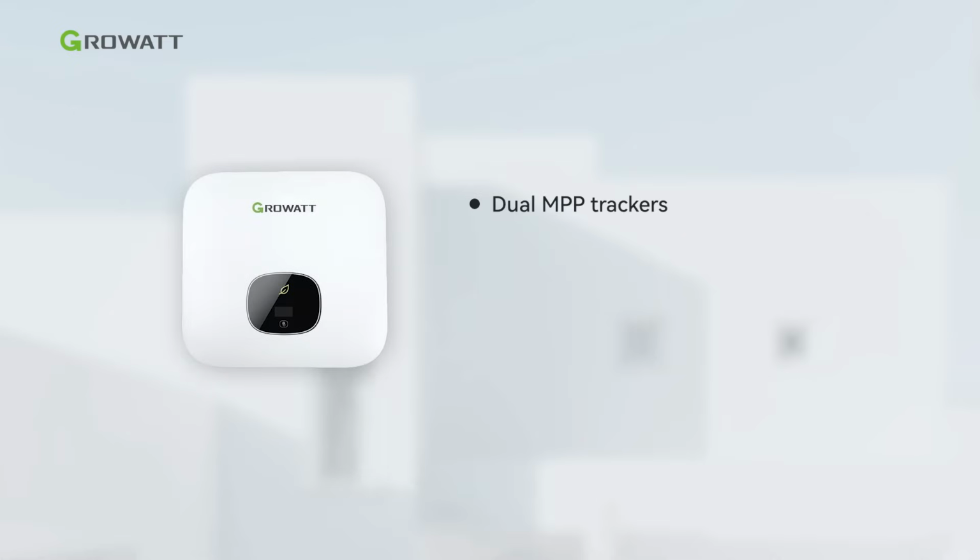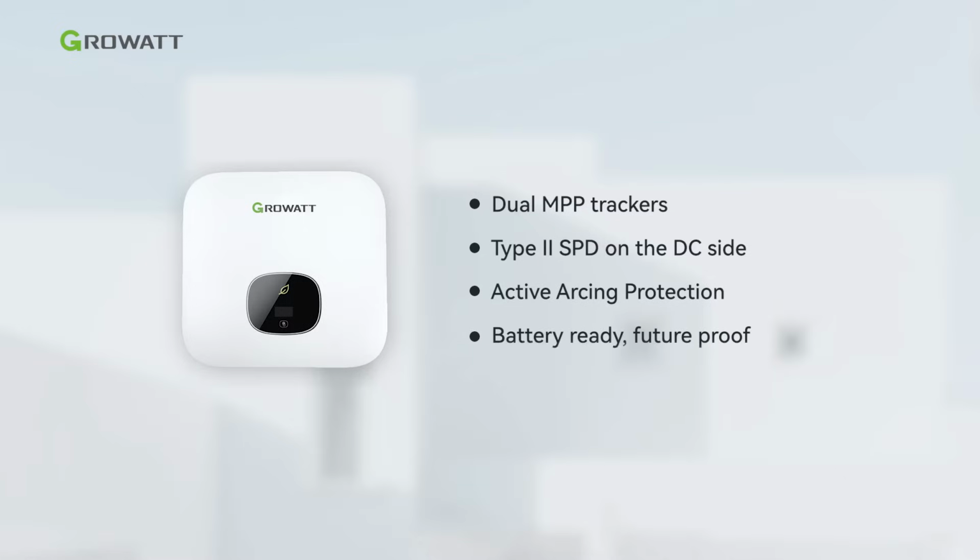MIN XH inverter features dual MPP trackers to ensure high power output. It also includes Type 2 SPD on the DC side, an AFCI function for enhanced safety. The design of battery ready makes it a future-proof inverter.